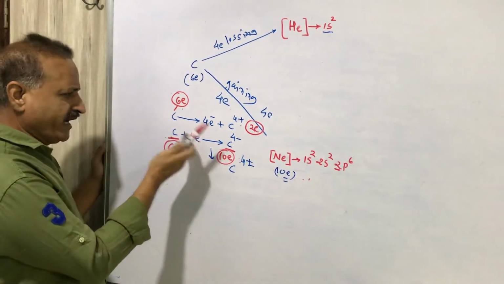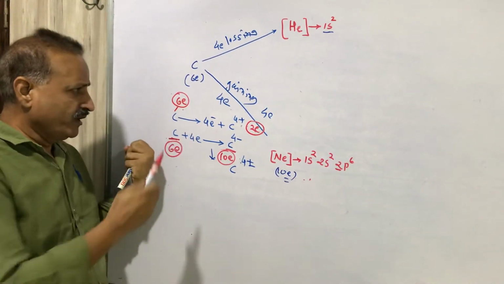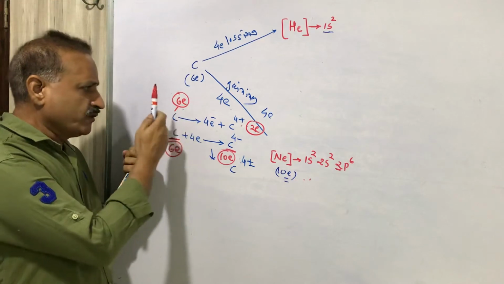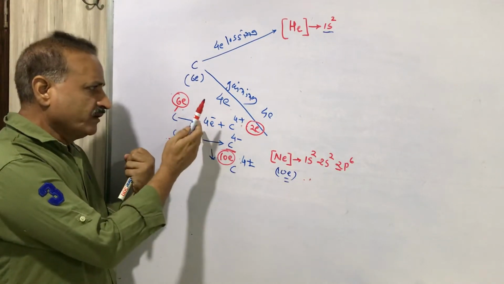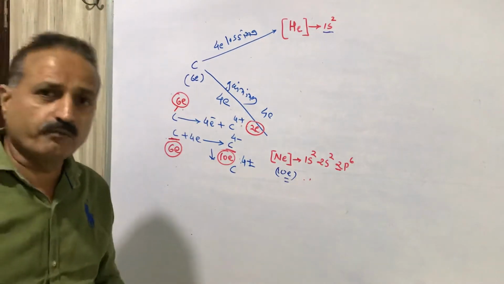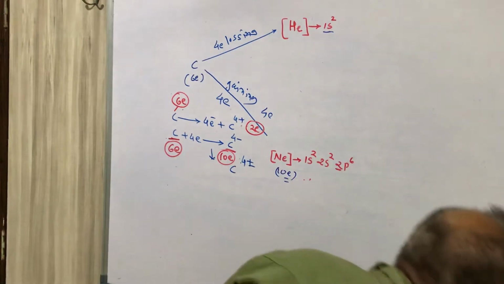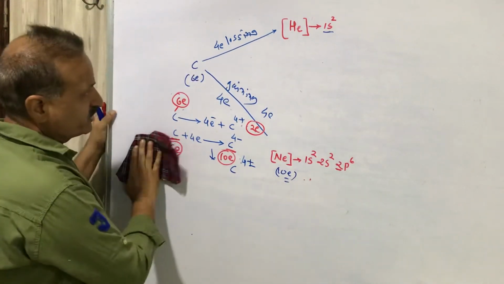Because carbon is getting 4 electrons, the electrons are shown on the left side of the arrow, and if electrons are lost by an element, then the electrons will be shown on the right side of the arrow. This is the method. Now we are going to discuss nitrogen. Now it is very easy for you.